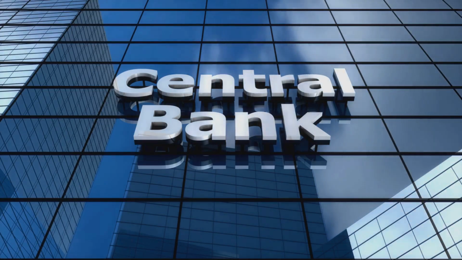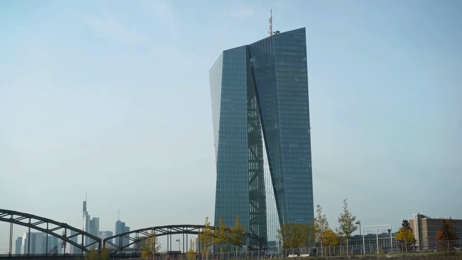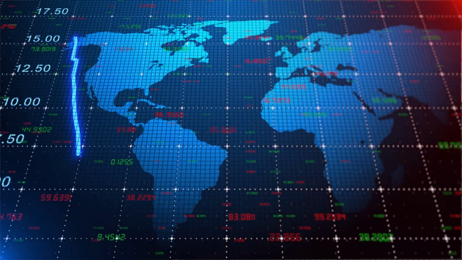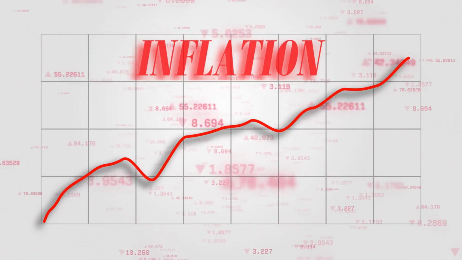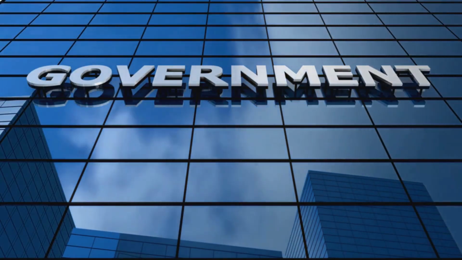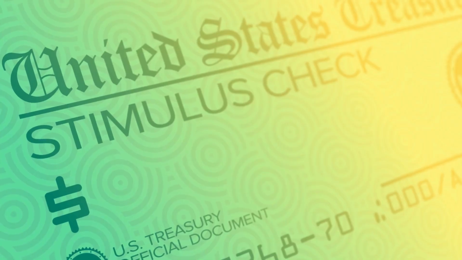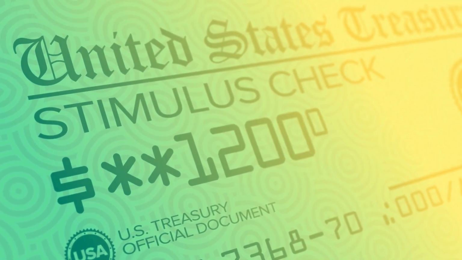Now, who are the key players? First up, central banks. These big institutions, like the US Federal Reserve or the European Central Bank, control interest rates and the money supply. When prices rise too fast, they hike up rates to cool things off. When things get too slow, they drop rates to fuel growth. Then you've got governments deciding on taxes, regulations, and spending. They might boost the economy during tough times by sending out stimulus checks or cutting taxes.